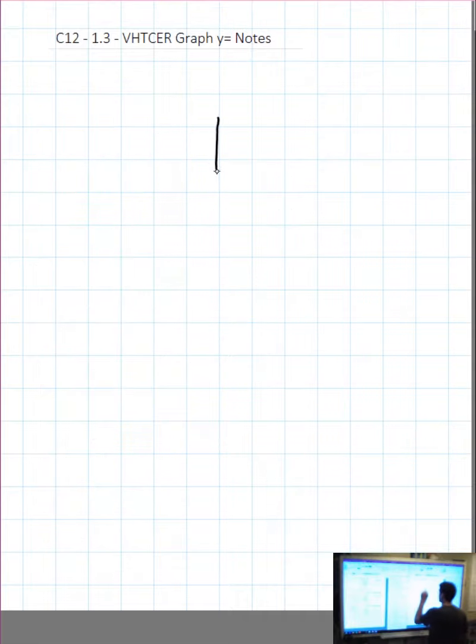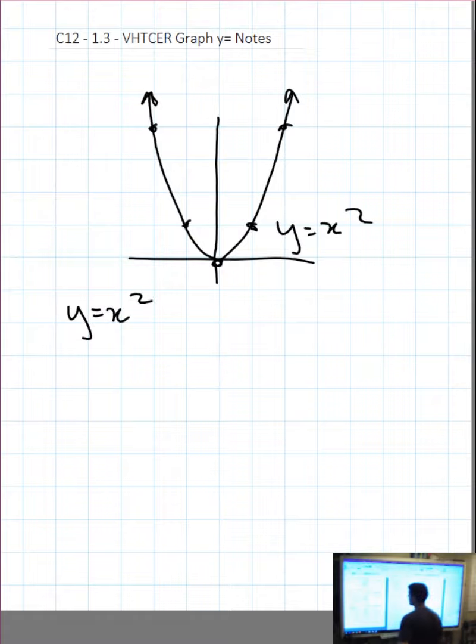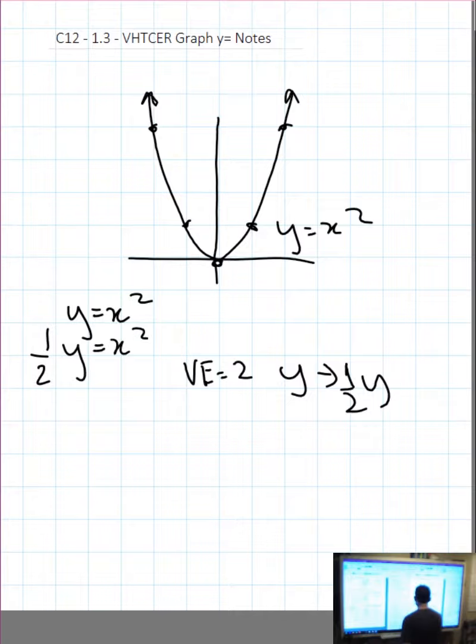Okay, let's take our good old graph of y equals x squared. 0 squared is 0, 1 squared is 1, 2 squared is 4. And let's call that function y equals x squared and work on it over here, and let's say what we're going to do to it. So we're going to do a vertical expansion equaling 2, taking the y and substituting 1/2 y, substituting the opposite operation for the variable. So 1/2 y equals x squared, and then feel free to multiply both sides by 2 if you like.